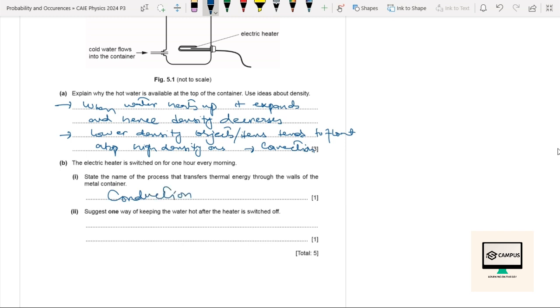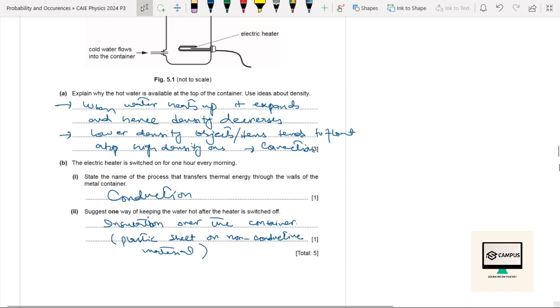Just one way of keeping the water hot after the heater is switched off. Yes. The easiest one, the first thing that comes to mind, is to use insulation. Insulation on, or in fact over, the container, and the insulation can be a plastic sheet or any porous or non-conductive material. That's it. That's question 5, I think.